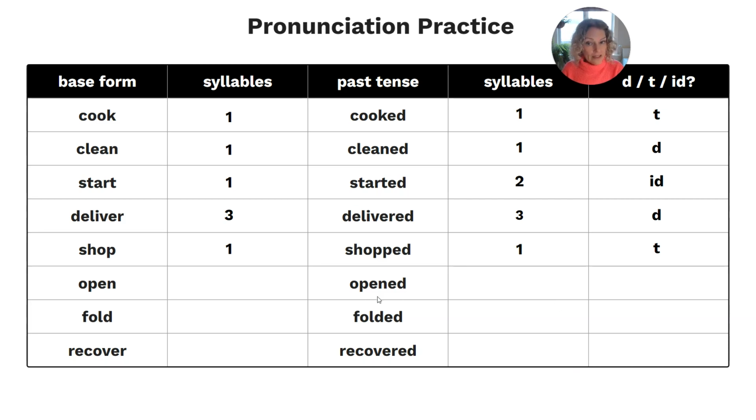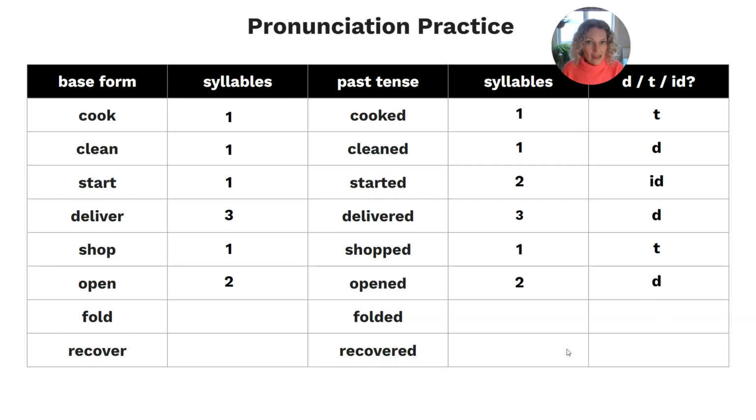"Open," how many syllables? Two. How many in the past tense? Only two. The word does not end in a T or a D. And what's the sound we're hearing at the end? "Opened," just a D sound.